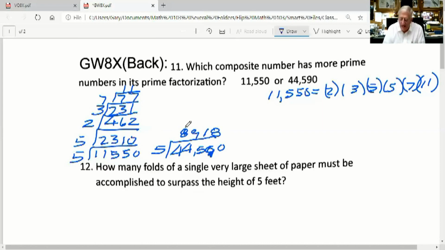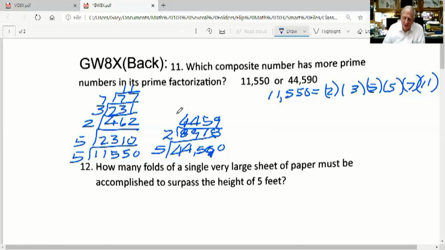Now, 8019 is definitely even, so I'm going to divide it by 2. So if I hit divided by 2, I get 4459.